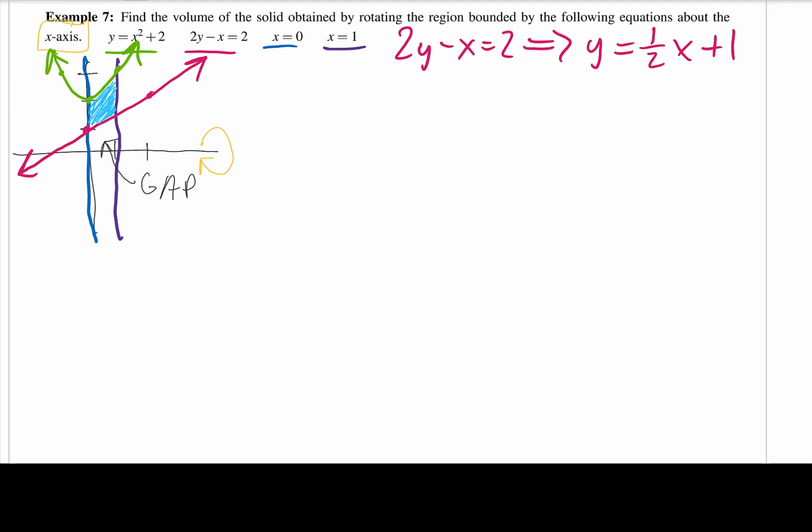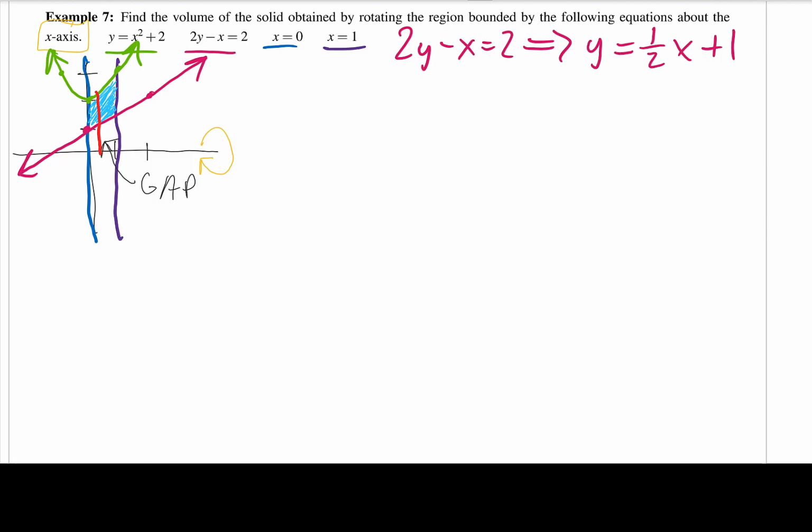So we should get, well, let's calculate R out. So R out is going to be something that looks like this. That should be the difference between the green curve and the x-axis.